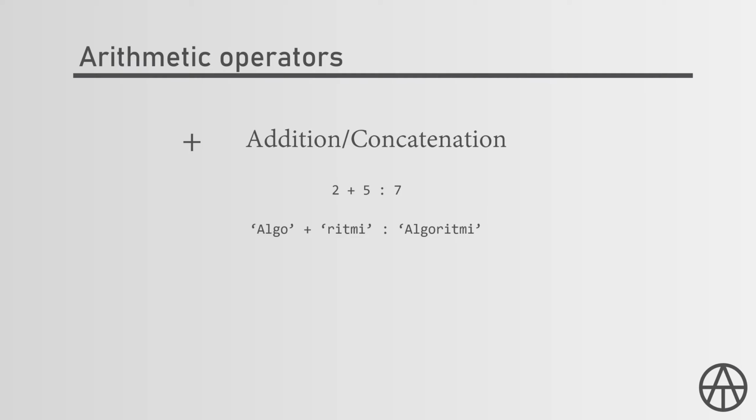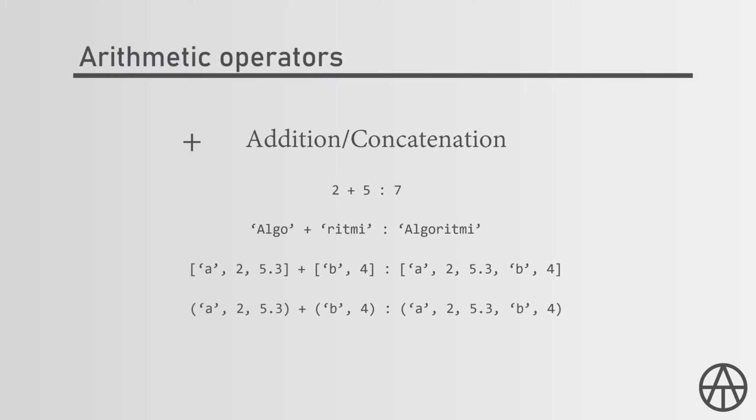And if you say string "algo" plus string "rithmy", it's going to give out the string "algorithmy", which is the concatenation of those two strings. And the same thing with lists as well. So if you have a list and another list and you want to concatenate them, it's going to give you a list which has the items of both of those lists in it. And the same thing with the tuple.